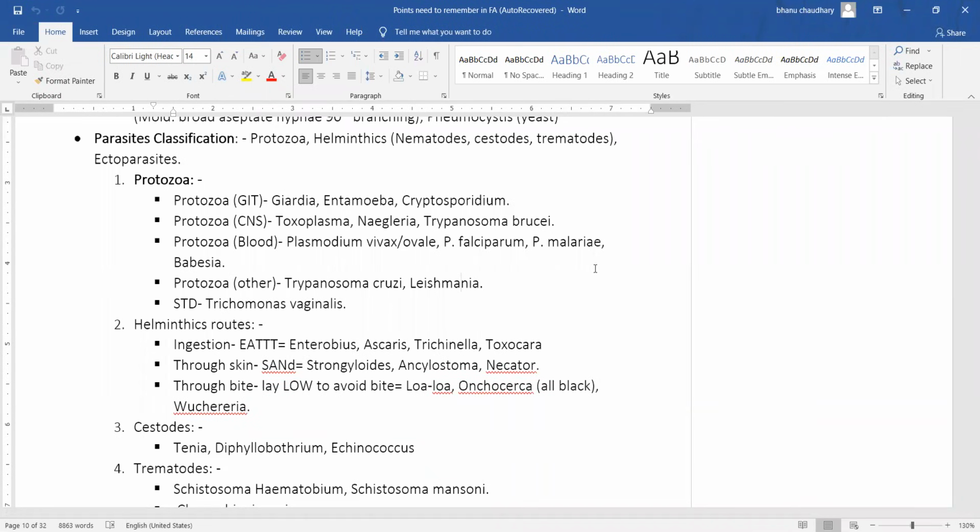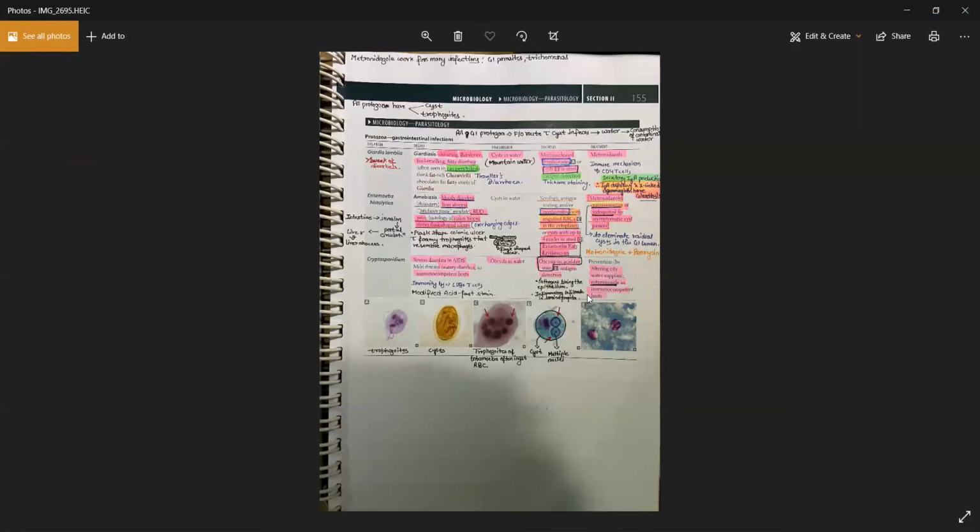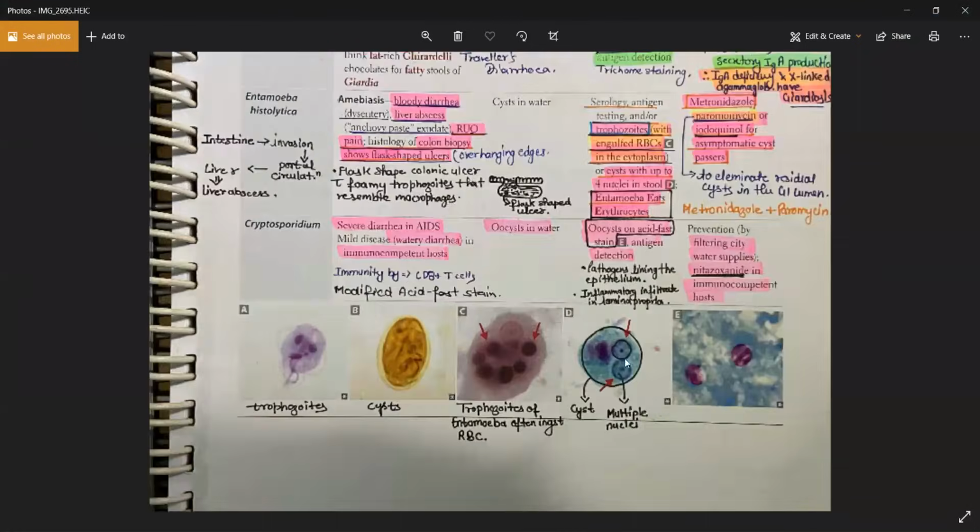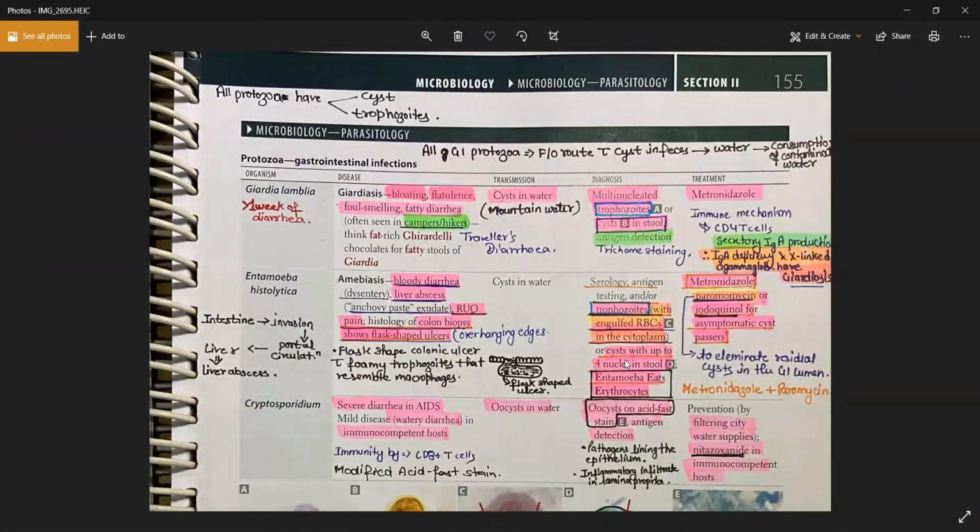Okay, and let me just go back to First Aid. And this is how your First Aid is organized. First, we will study the protozoas that are affecting your GI system. That includes Giardia, Entamoeba histolytica, and Cryptosporidium. So remember the antibody that fights against Giardia. Remember the name of the antibody?